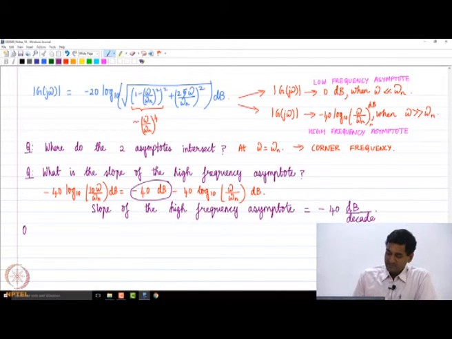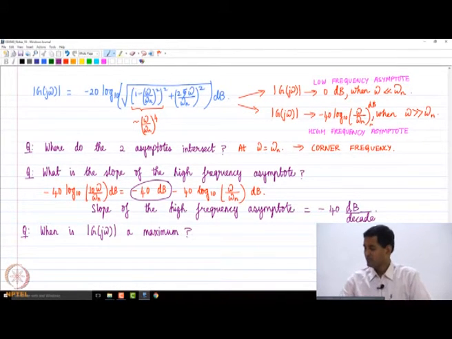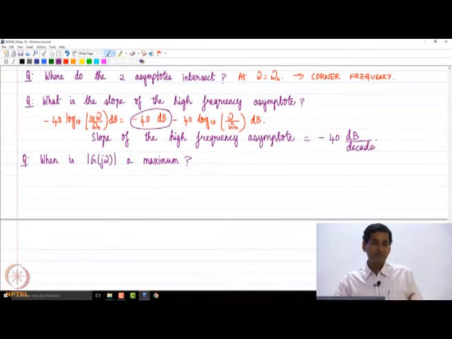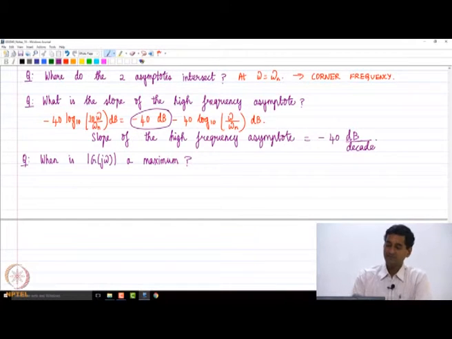Now, another question which we are going to ask ourselves is: when is the magnitude of G(j omega) a maximum, or at what frequency? In other words, at what frequency is the magnitude of G(j omega) a maximum? That is a question we are going to ask ourselves. So, let us try to answer that.